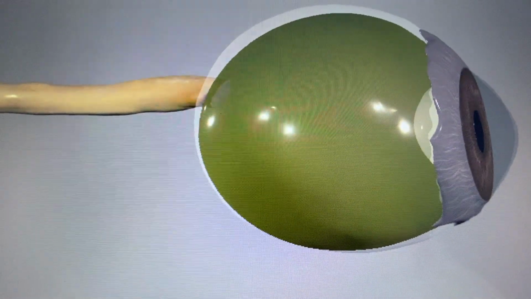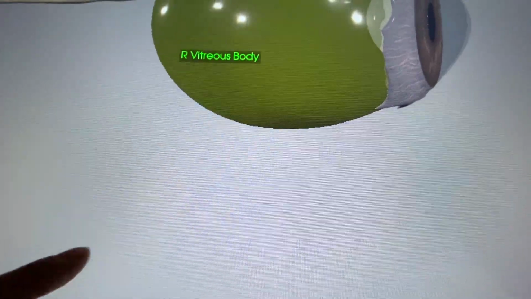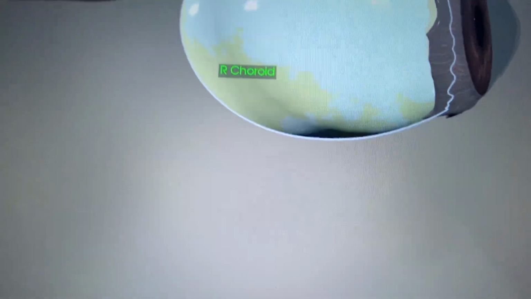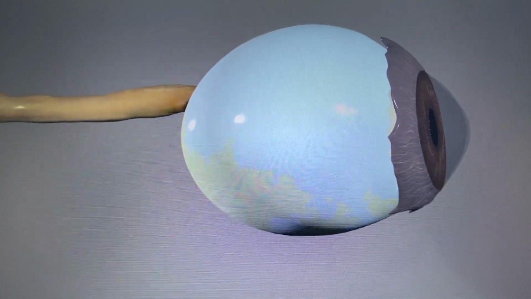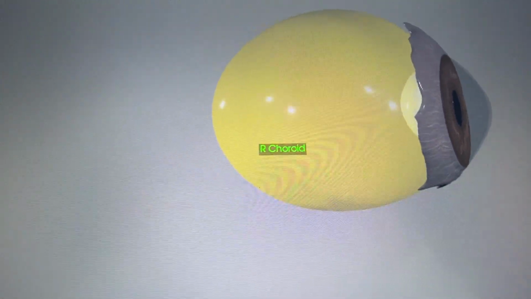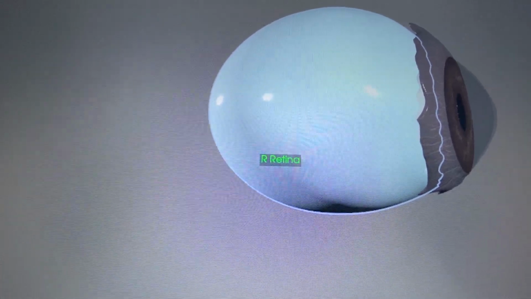So aqueous humor in the anterior portion, vitreous humor in the posterior. So let's get rid of that. And then after the vitreous body, what we're left with is the choroid, and the choroid has a lot of blood vessels in it. Let's remove that part. Then it gets to the final part, that's your retina, okay? Let's bring back some things.